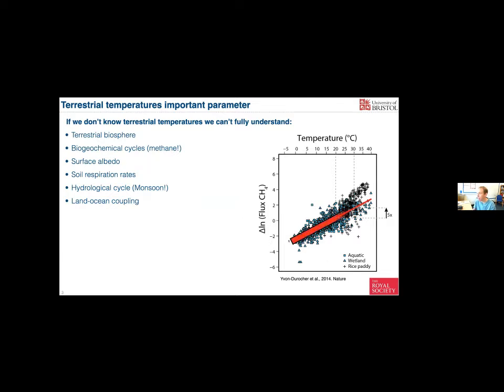And what you see is that when temperatures are increasing, we see an increase in the flux of methane. So when you increase temperature from 20 to 30 degrees, you see a 5 times increase in the flux of methane, which is a very powerful greenhouse gas. Temperature has an impact on soil respiration rates, surface albedo, the hydrological cycle. Think about the monsoon, which is basically all driven by the difference in temperature between land and the ocean, and land-ocean coupling. So the main thing here is that terrestrial temperatures are a key aspect of Earth's system. We just don't really understand very well how they operate, especially when we go back on timescales of tens of millions of years.